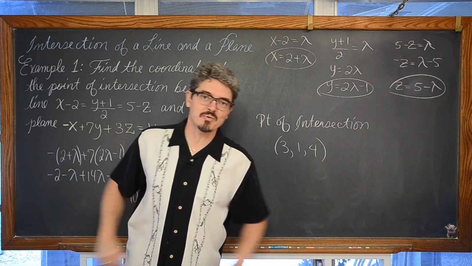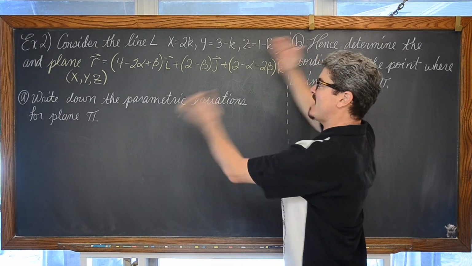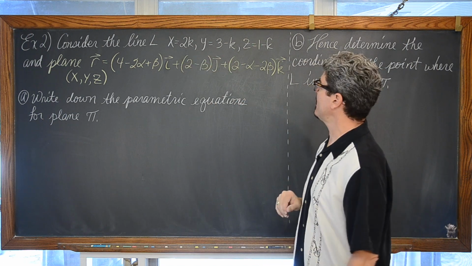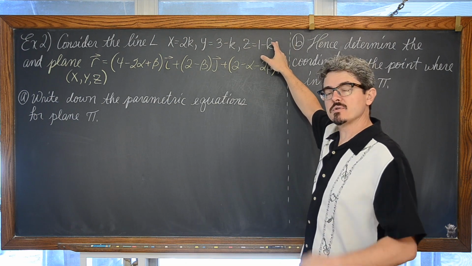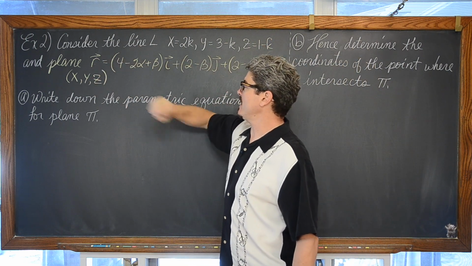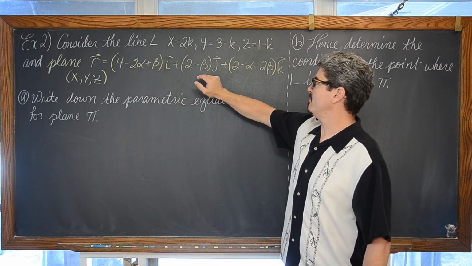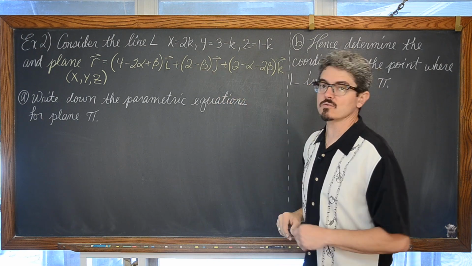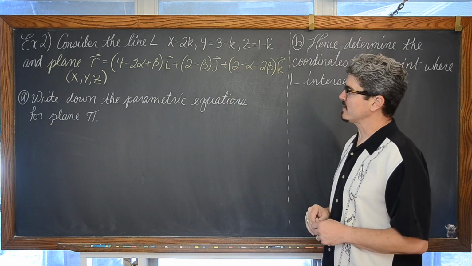Our last example coming up right now. It's our last example. We're going to consider the line x is equal to 2k, y is equal to 3 minus k, and z is equal to 1 minus k. We have the equation of a line here given to us in parametric form. And the equation of our plane vector r is equal to 4 minus 2 alpha plus beta times vector i plus 2 minus beta, or you might think of this as 2 plus 0 alpha minus beta times vector j, and 2 minus alpha minus 3 beta times vector k.